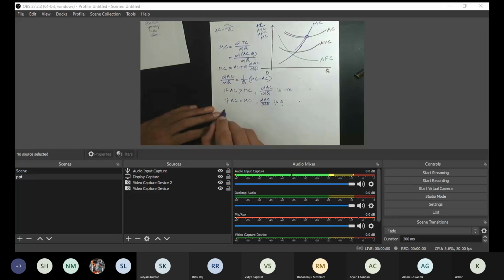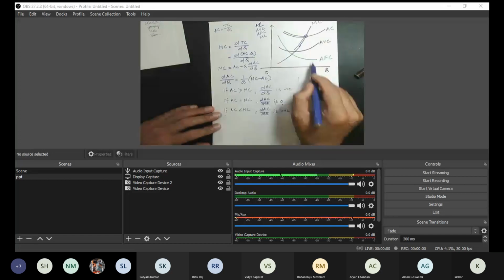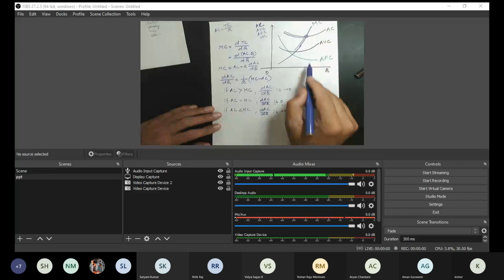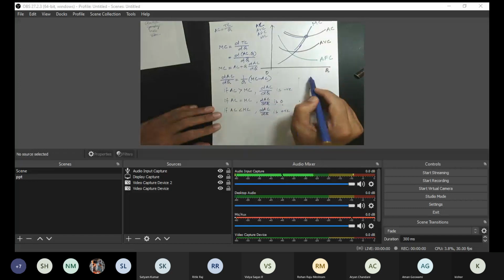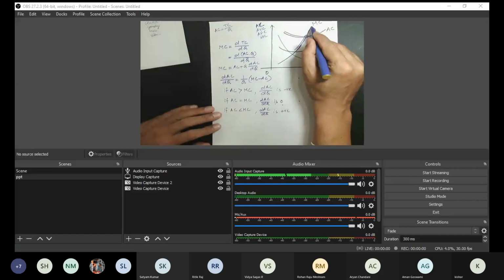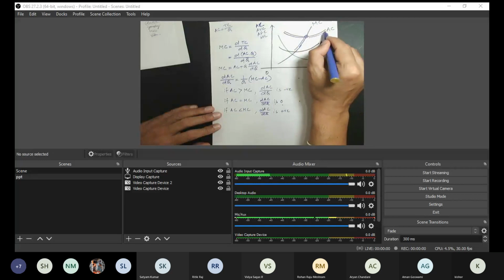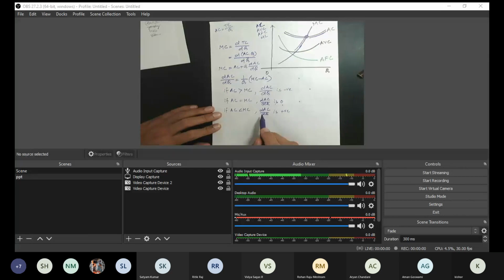Clear? And the third condition is if AC is less than MC. This will be a positive value. dAC by dQ is positive. Beyond that point, for any value of Q, you see MC is higher than AC. So at this particular section, the slope is positive. That means the way we are drawing, this is right.